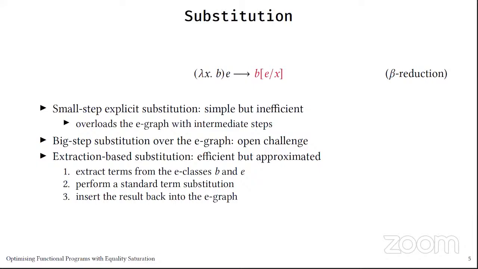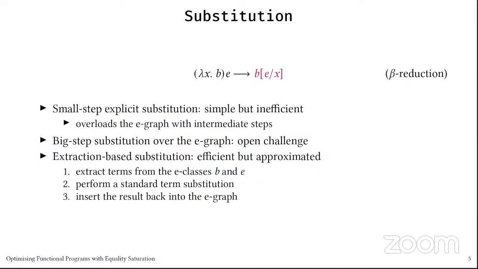Instead, what we would prefer is to have something like a big step substitution over the egraph. The problem is that it's really not obvious to implement. And in particular, you can have cycles in the egraph. So it's really not something you can implement easily.